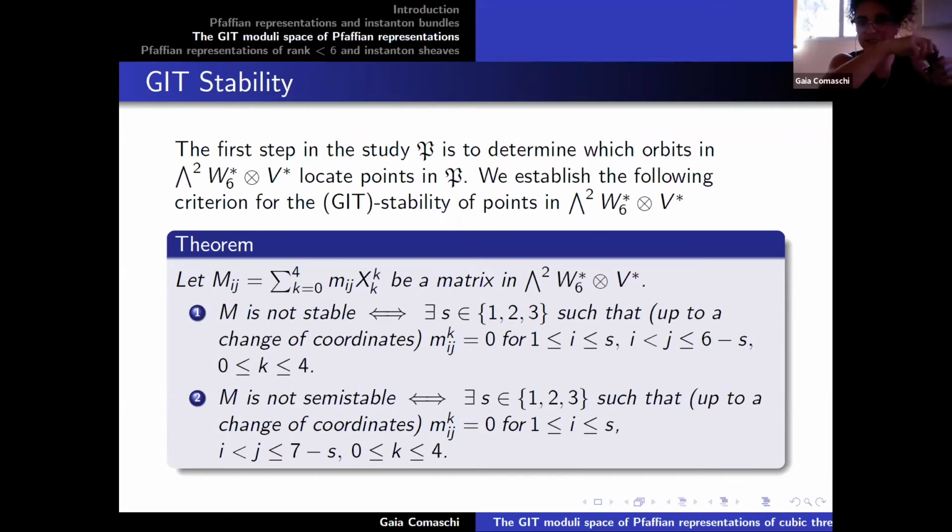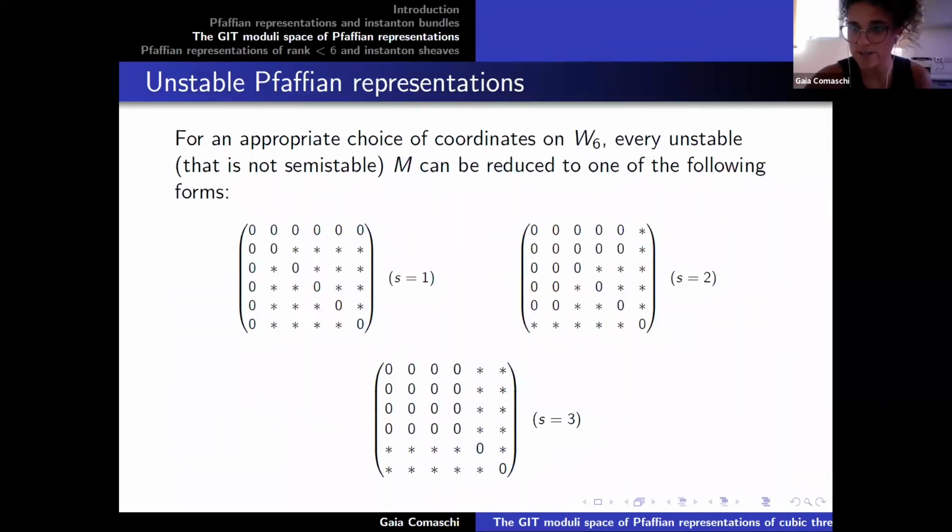So we finally come to the actual study of our GIT moduli space. In order to understand how this behaves, the first thing is to understand which kind of points we find in this moduli space. So we need to establish a stability criterion. This is how the stability criterion looks like. It characterizes the forms that the matrices might have. As it is quite difficult to understand stability visually from here, it is possible to reformulate the criterion in this way, which is much easier to visualize immediately.